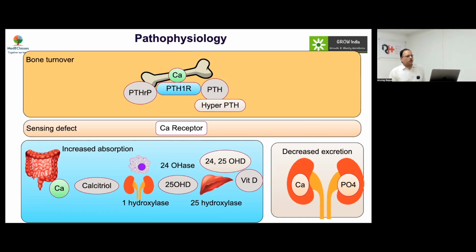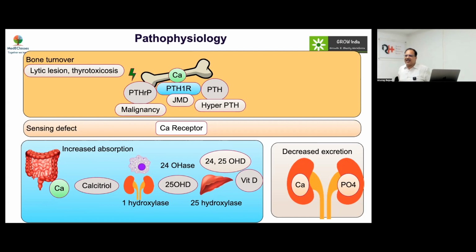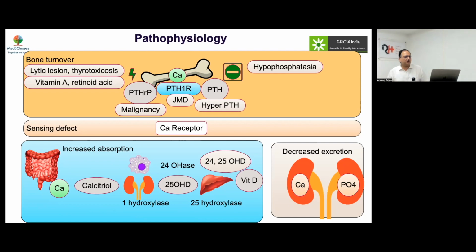a sensing defect. So bone turnover can be more in the setting of hyperparathyroidism. Any malignancy which is causing a bone resorption or secreting the PTH related peptide, which is causing that scenario. You can have an activating mutation of the PTH1 receptor, which is Jansen's metaphyseal dysostosis. You could have a lytic lesion from where the calcium is coming, or increased intake of thyroid hormone, or retinoic acid as well, which will cause this scenario.